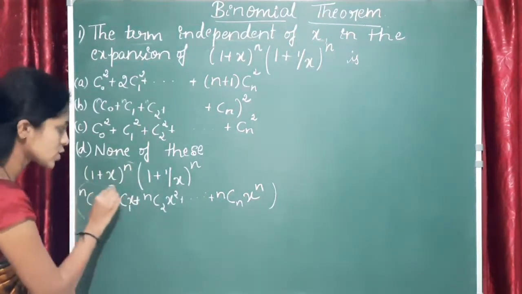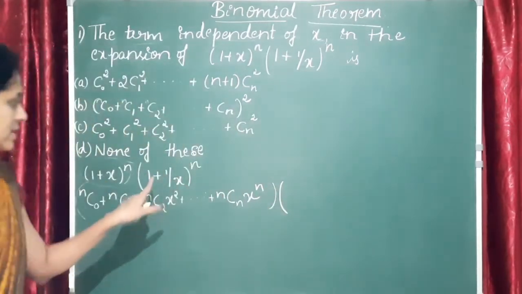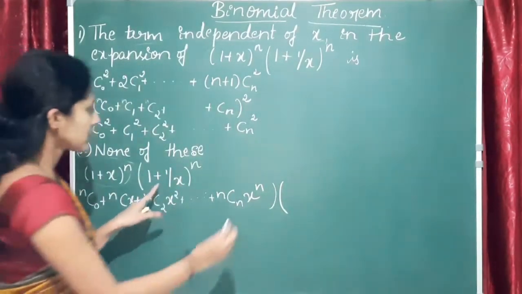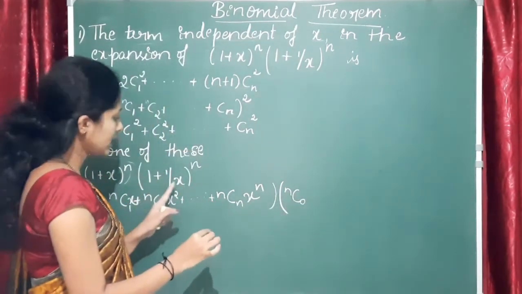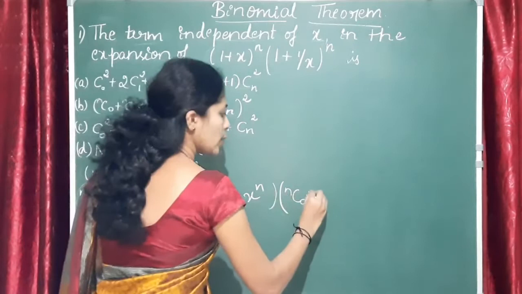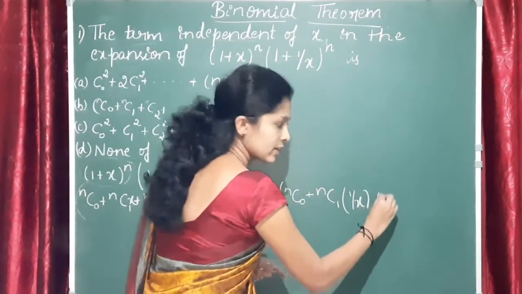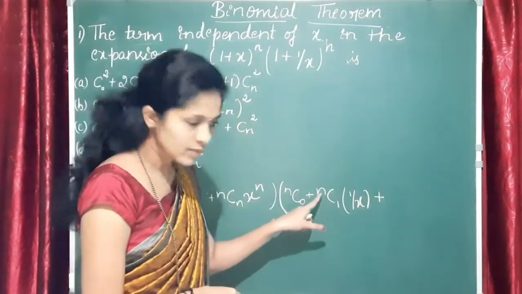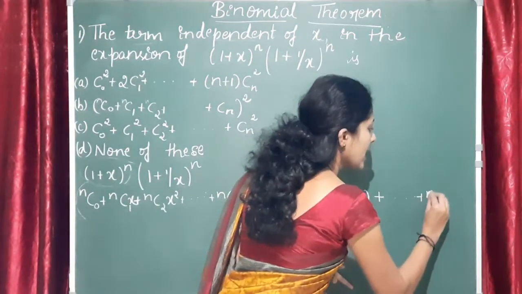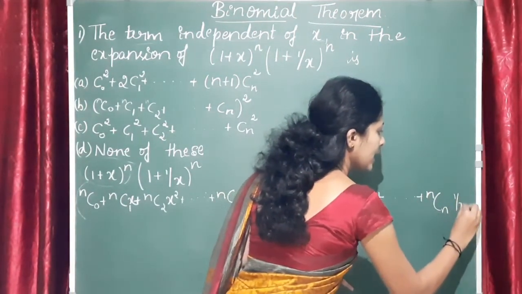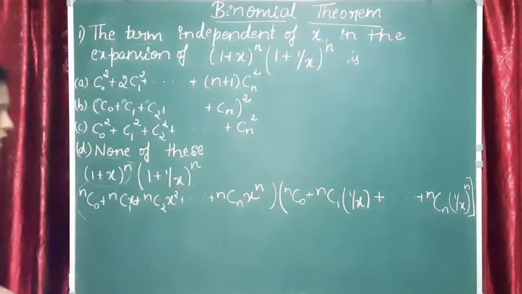So this is the expansion of (1 plus x) whole to the power n, and the expansion of (1 plus 1 by x) whole to the power n is similar to that. NC0 into (1 by x) whole to the power 0, plus NC1 1 by x, right? Plus the next term will be NC2 (1 by x) whole square. So the last term will be NCn (1 by x) whole to the power n. So these are the two expansions.